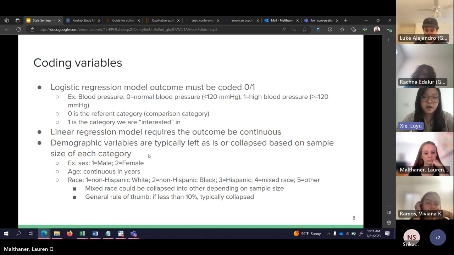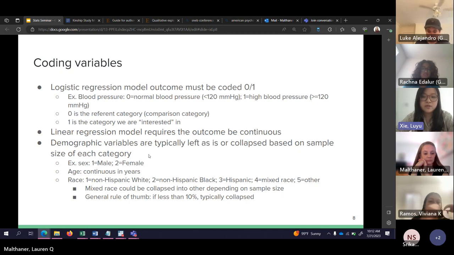For example, our outcome is blood pressure. You will use 120 as a cutoff. If it's less than 120, we code it as 0, which means normal blood pressure. If it's greater than or equal to 120, we code it as 1. It means the high blood pressure group. And 0 is the reference group, and 1 is the category we're interested in. On the other hand, for a linear regression model, the outcome must be continuous. So blood pressure stays as it is.